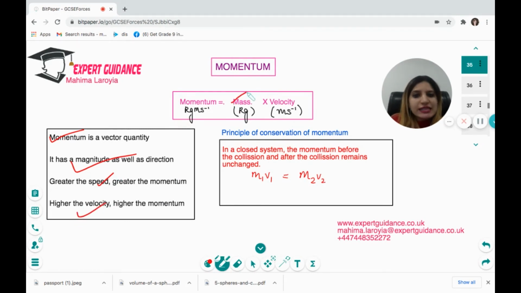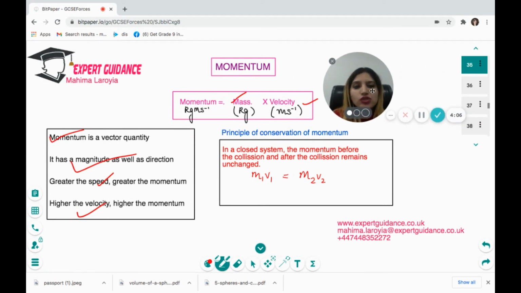The unit for mass is kilogram and for velocity is meters per second, so momentum is given in kilogram meters per second. In the exam, they can give you the mass and velocity and ask you to find the momentum, or give you the momentum and ask you to find the velocity. And there's a very important concept of conservation of momentum. What is conservation of momentum? It states that in a closed system, the momentum before the collision and after the collision remains unchanged. So m1v1 is equal to m2v2.